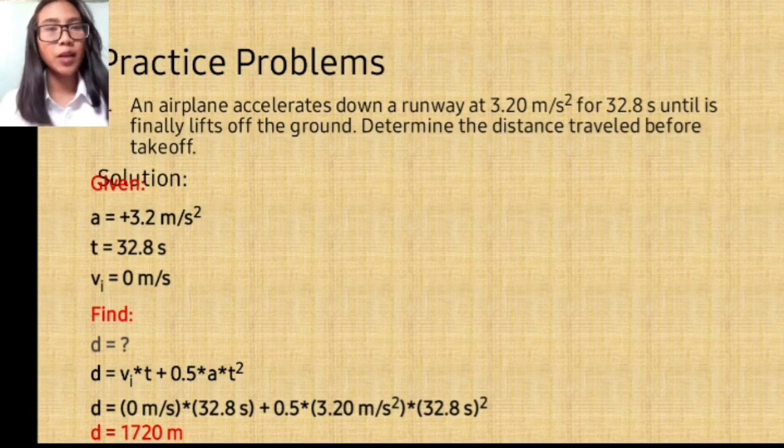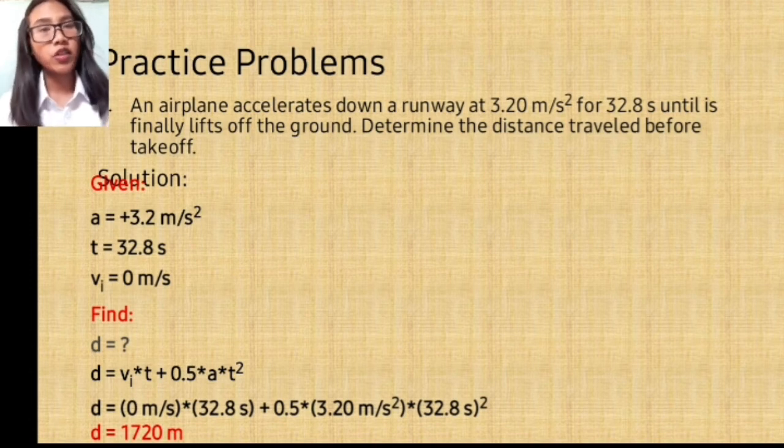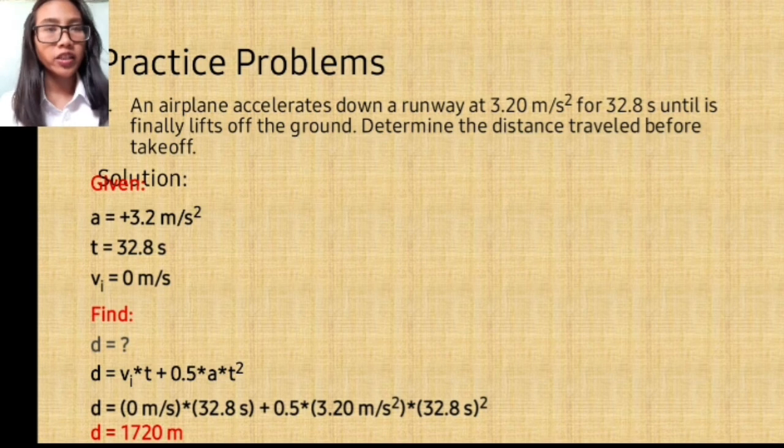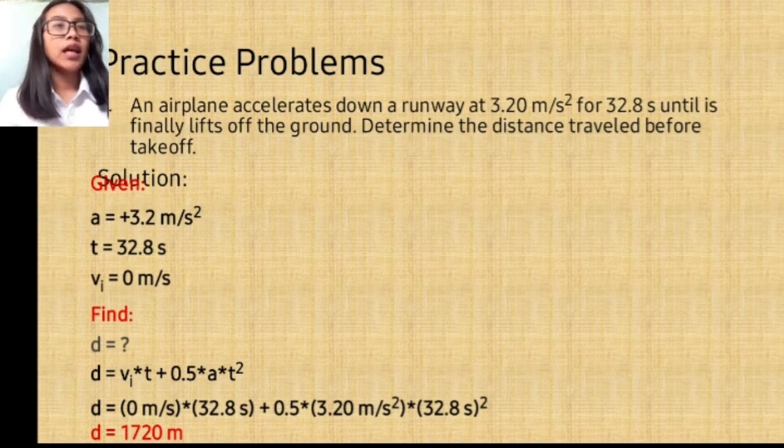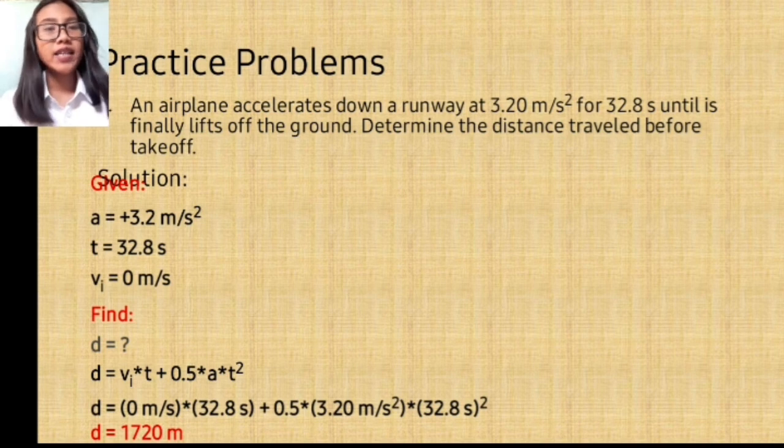So substitute the given values. 0 meters per second, that is the initial velocity, multiplied by 32.8 seconds, which is the time, plus 0.5 multiplied by 3.20 meters per second squared, that is the acceleration, times the time squared. In calculating those values, the calculated distance is 1,720 meters. So the distance traveled before the takeoff is 1,720 meters.